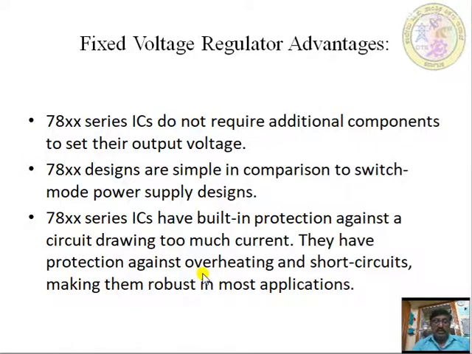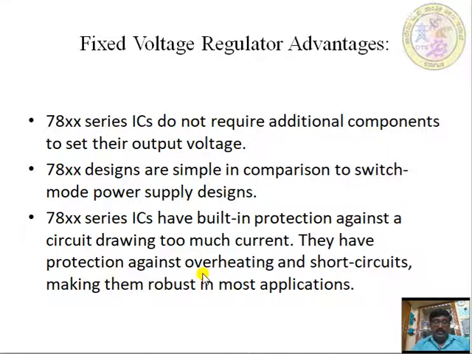Fixed voltage advantages. The 78XX series ICs do not require additional components to set their output voltage. So it does not require any additional components. The 78XX series are simple in comparison to switch mode power supply design. The regulators are used in comparison to switch mode power supply design. So whenever we want to increase the voltage, the regulators are used.